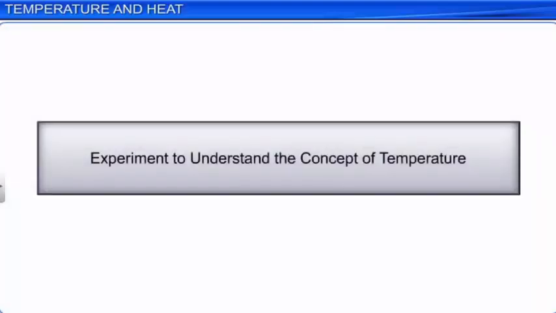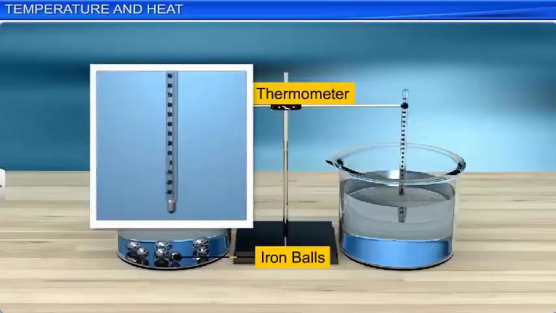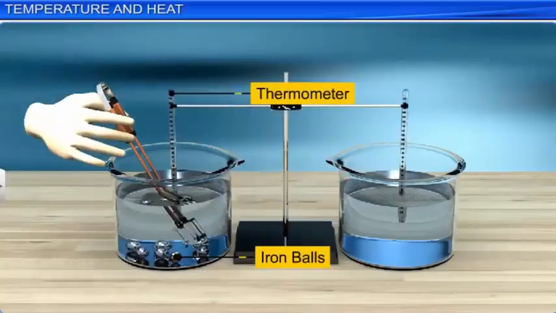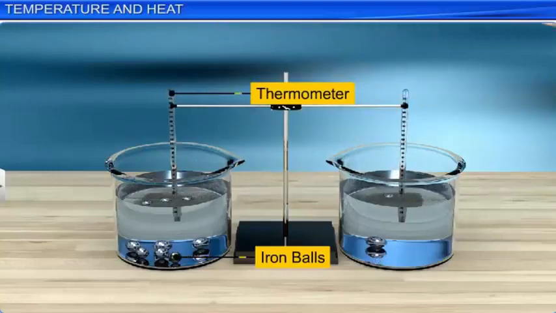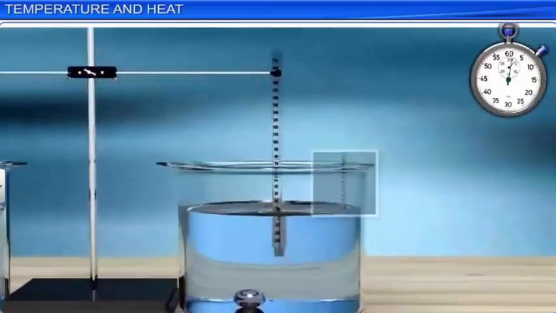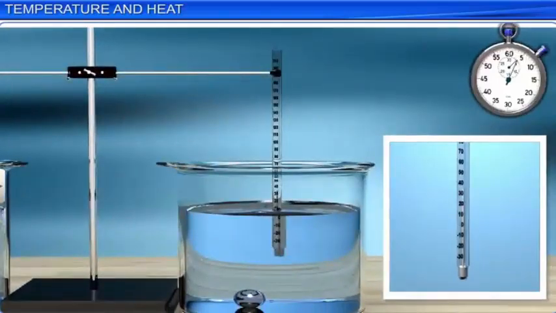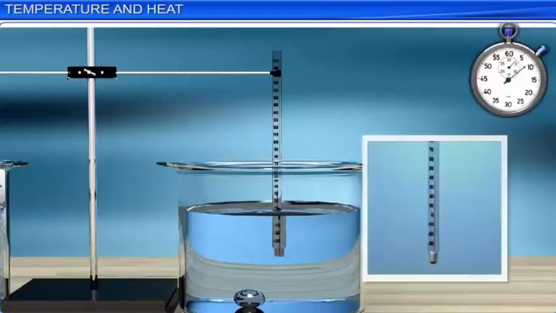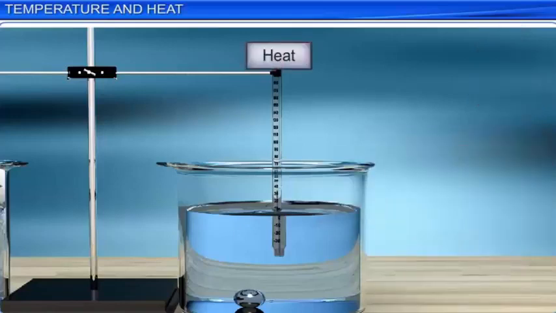Let's conduct an experiment to understand this concept better. When a hot iron ball is dropped into a trough containing cold water, we observe the temperature of cold water increasing. Before we continue, let us define heat. Heat is defined as a form of energy that flows from a hot body to a cold body when they are in thermal contact.